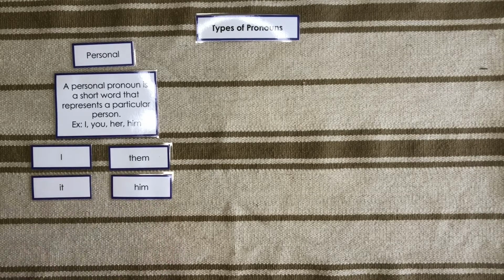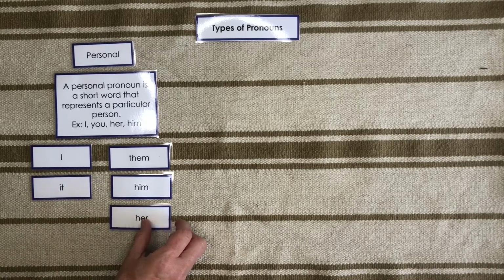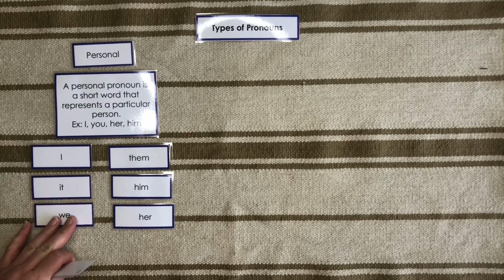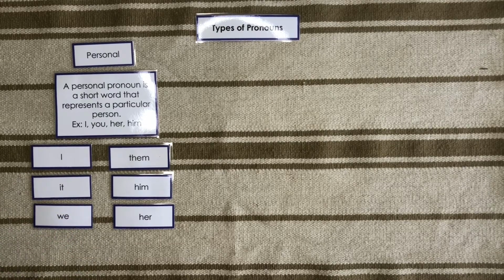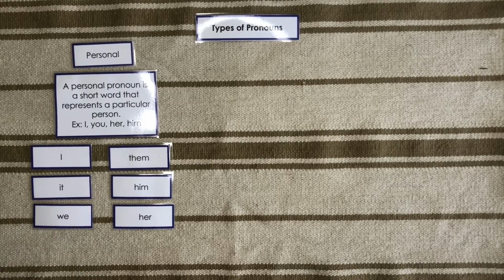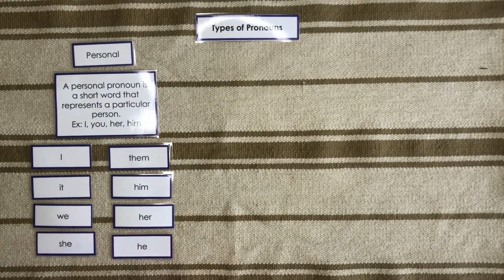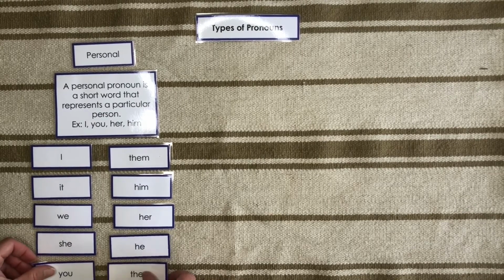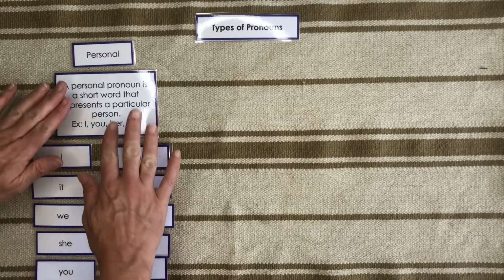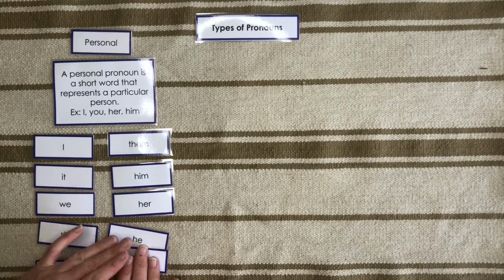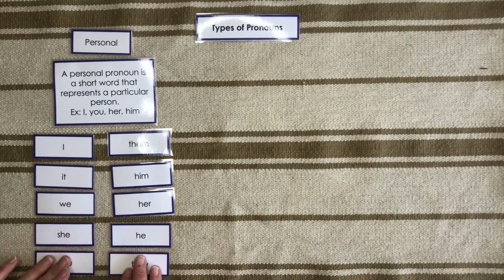Him and her. We are going to the park this afternoon. We also have she and he. We're going to fit them all on here. And you and they. We just made it. Right, so those are some of our personal pronouns.